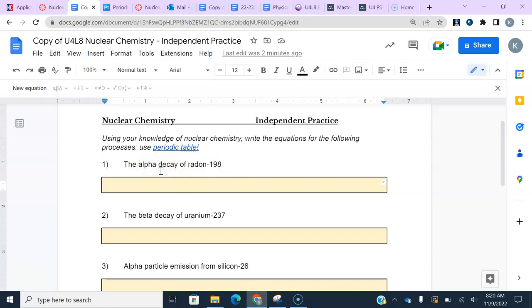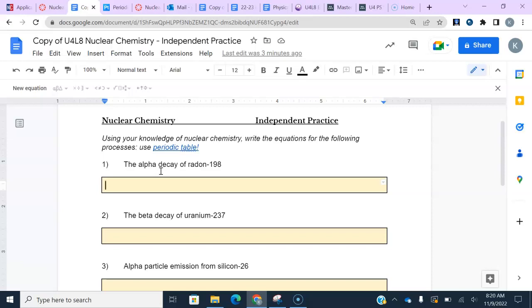So that means we're going to lose the equivalent of a helium nucleus from the inside of the atom. Remember, the atom has the protons and the neutrons in the middle, and then the electrons outside. We're talking about the protons and the neutrons in the middle here that are shifting. So radon-198 is essentially going to lose a helium atom, and we have to figure out what new element is going to be formed by that.